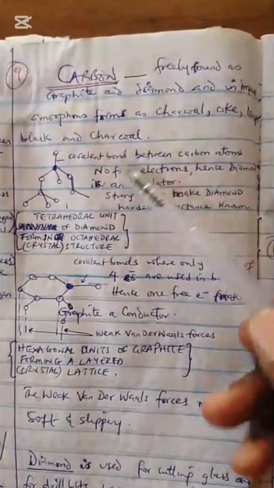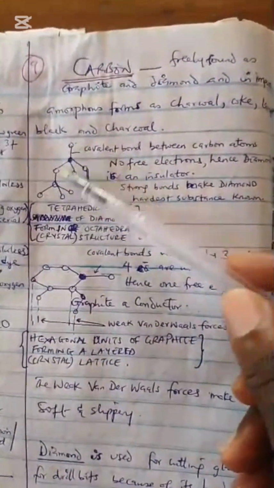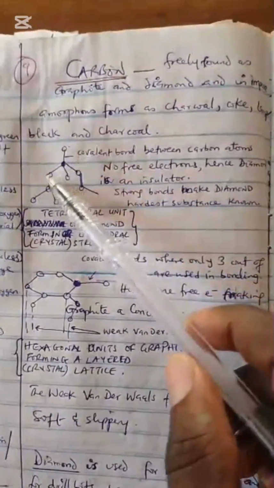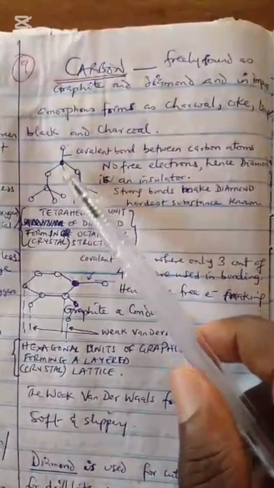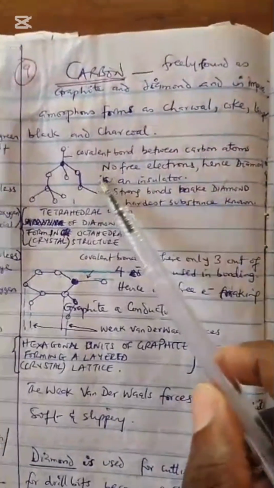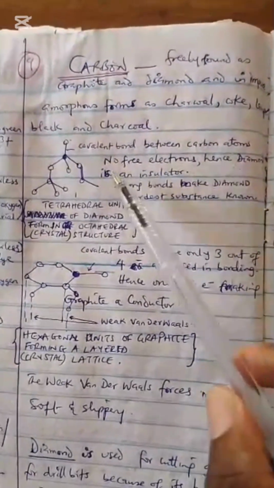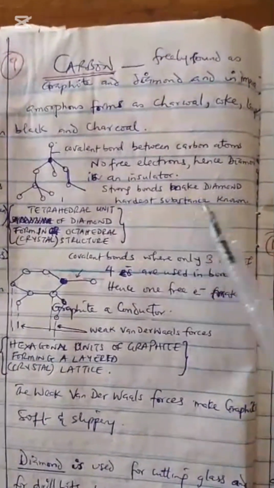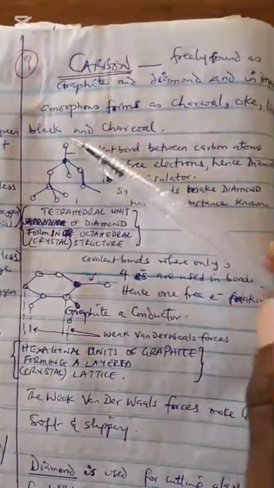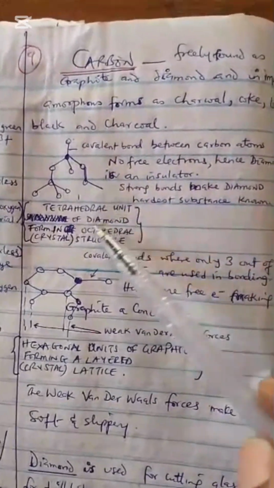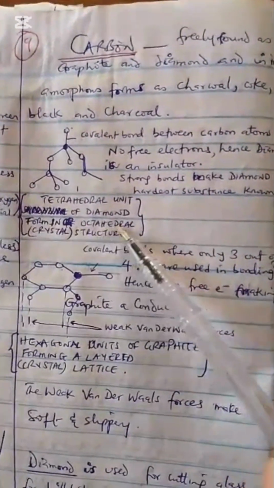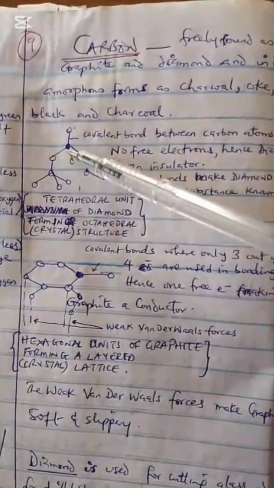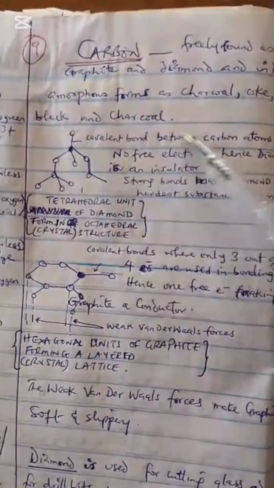Now this is what diamond looks like. It has tetrahedral units. There are covalent bonds between the carbon atoms, and there are no free electrons. Hence, diamond is an insulator. These strong bonds make diamond the hardest substance known. This is a tetrahedral unit of diamond forming an octahedral crystal structure. These are the covalent bonds, and there are no free electrons.